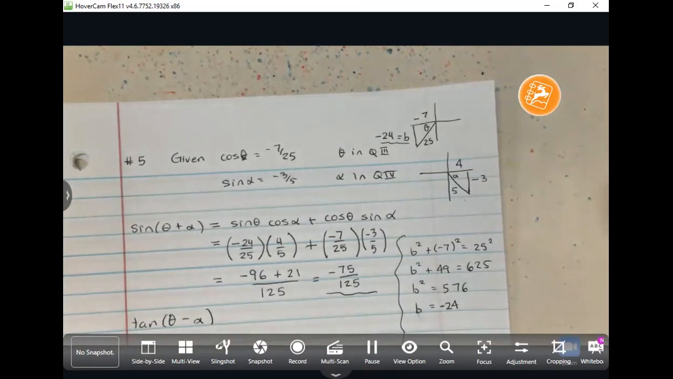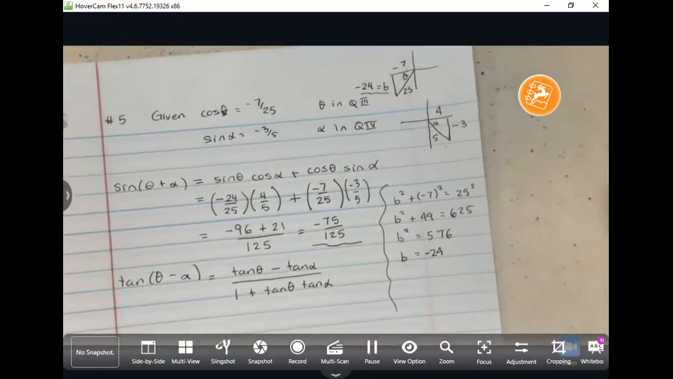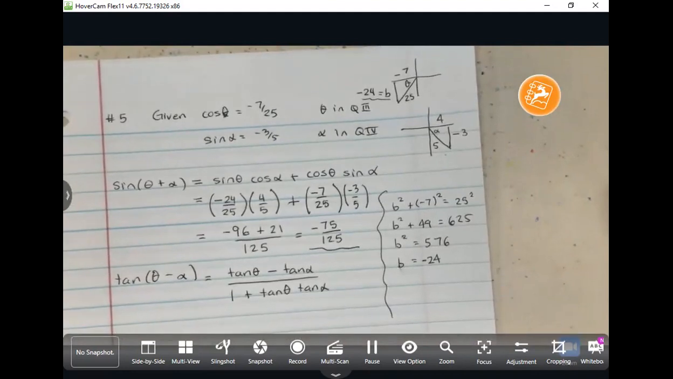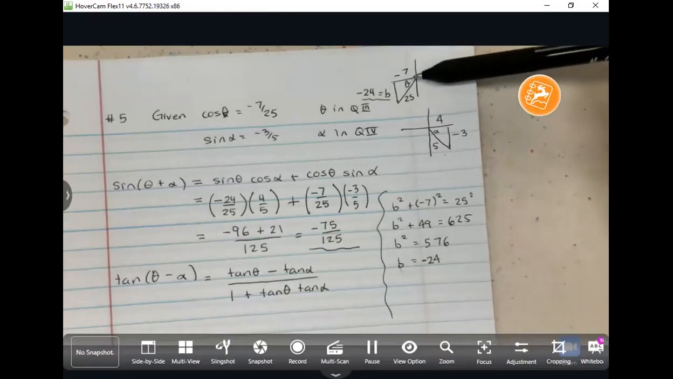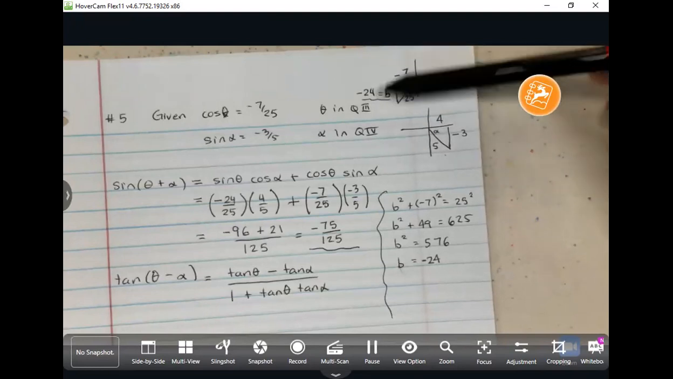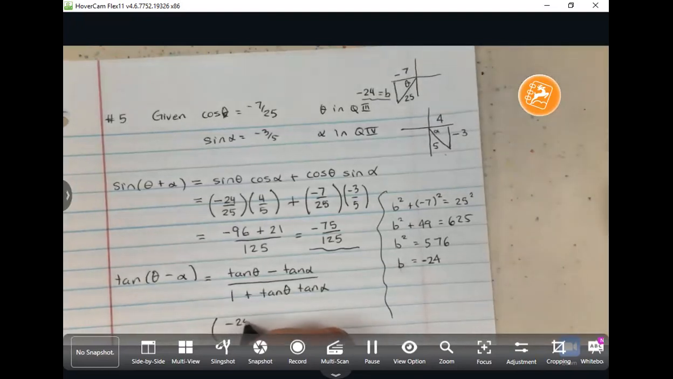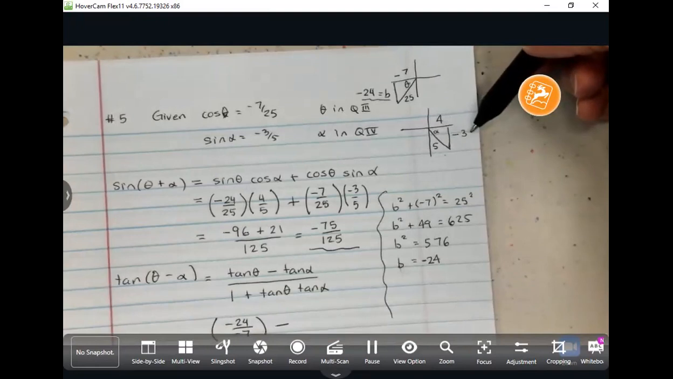The tangent of A minus B identity is the tangent of the first angle minus the tangent of the second angle divided by 1 plus the product, tangent of theta, tangent of alpha. You get those numbers from the triangles. Tangent of theta, we go up here to this triangle. Tangent is opposite over adjacent. So the tangent of theta is negative 24 over negative 7. Get the tangent of alpha here, opposite over adjacent is negative 3 over 4.